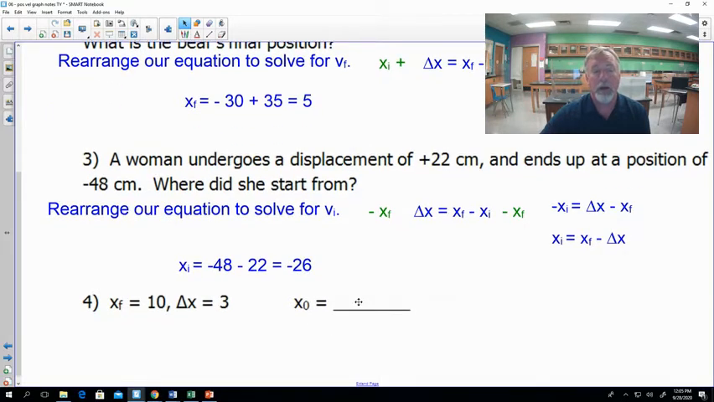And another one here. It's giving us the xf and the delta x, so we don't have to go through the English part to figure it out. We can just write in our values. xi equals xf minus delta x. Plug in your values of 10 and 3, and we end up with an initial position of 7. All right, hopefully that was a quick review and it made sense.